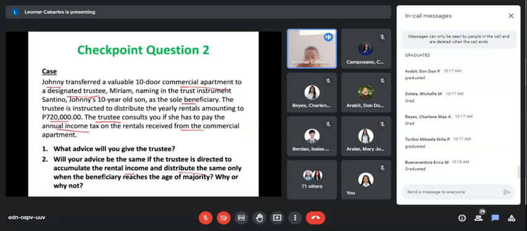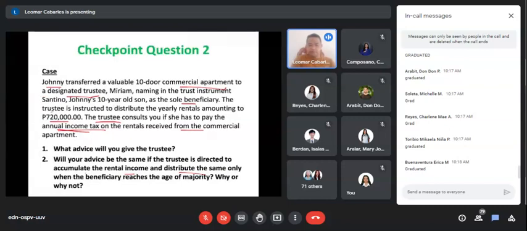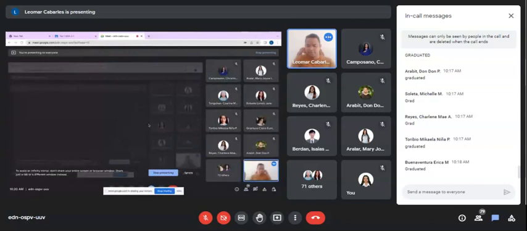So nagtanong siya sa'yo kung magbabayad ba siya ng annual income tax. Remember, ang nare-receive mo na rental income na 720, dinidistribute mo rin. So what will be your advice? Should the trustee pay income tax out of the trust? What's your advice?